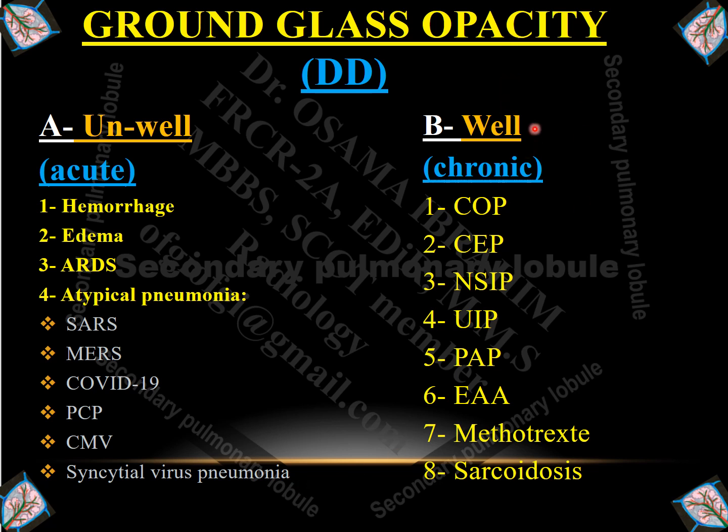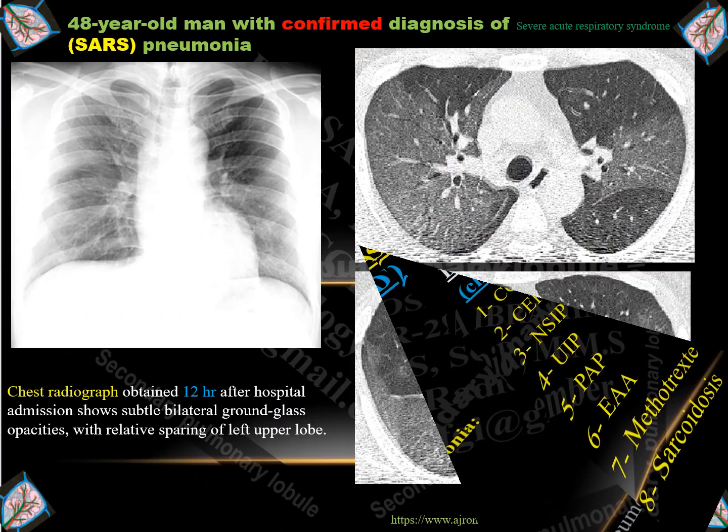If the patient is well, so the condition is considered chronic, the differentiation occurs between this group: cryptogenic organizing pneumonia, chronic eosinophilic pneumonia, non-specific interstitial pneumonia, usual interstitial pneumonia, pulmonary alveolar proteinosis, extrinsic allergic alveolitis, methotrexate toxicity, or sarcoidosis. It depends on the patient's clinical status, concomitant data, and findings on the film.